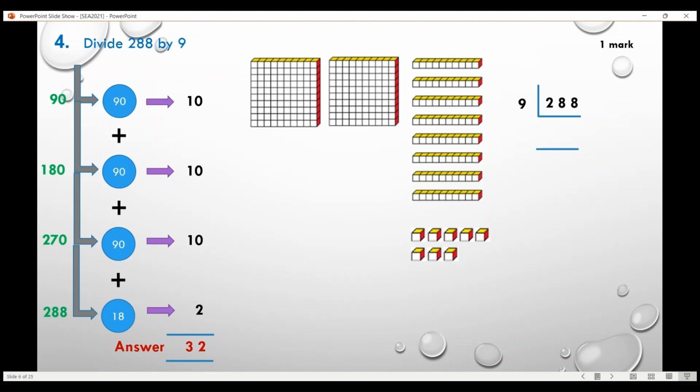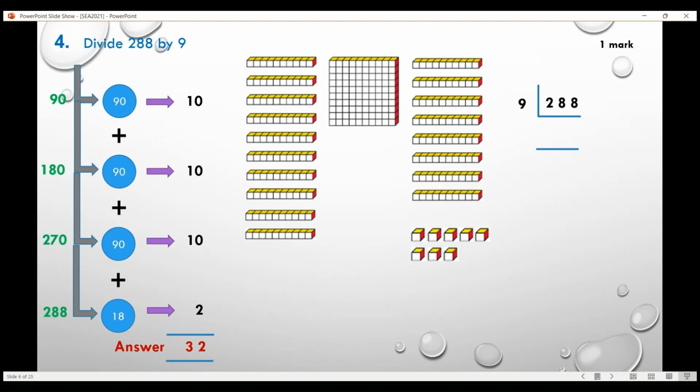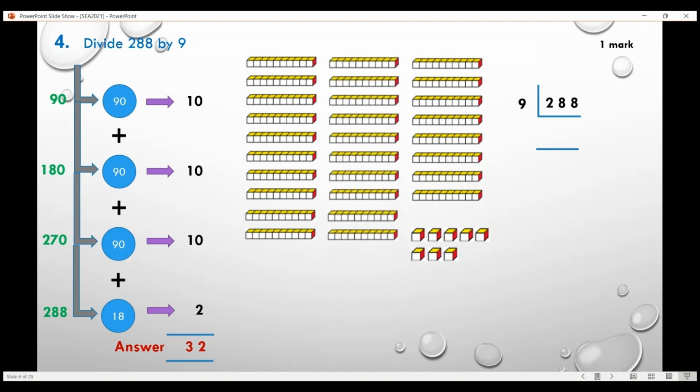So maybe I can take that 100 and break it up into tens. And if we break it up into tens, 100 will give us 10 tens. Let's check it. 1, 2, 3, 4, 5, 6, 7, 8, 9, 10. And we break up the next 100 into groups of 10. So we have 10 again. So we have 10 and 10, 20. And we had 8, 28. And you can see there, we're now trying to form groups of 9 from 28.